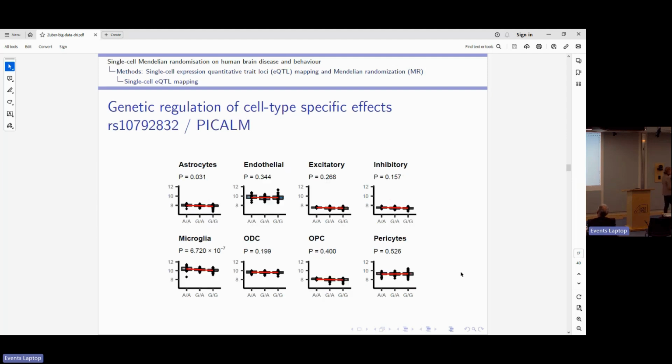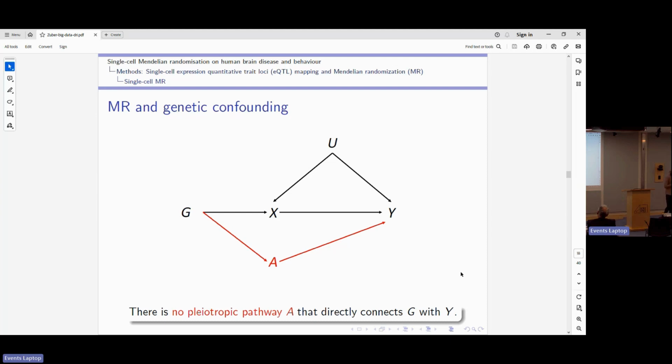Similar for one of the key results that I'm coming to later, PICALM, we have a very, very strong effect in microglia only, but not in the other cell types that were part of the panel. So I mentioned already the small print of MR, which is often known as the no pleiotropy assumption. There could be a pleiotropic pathway A that connects G with Y that doesn't go via X, and this is one of the key concerns in MR studies.